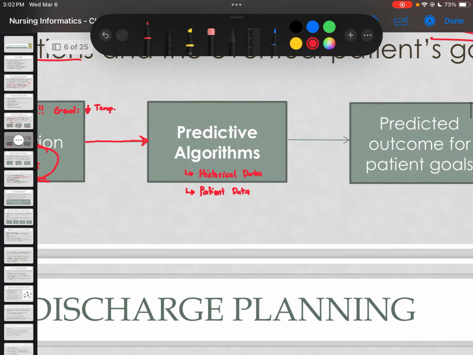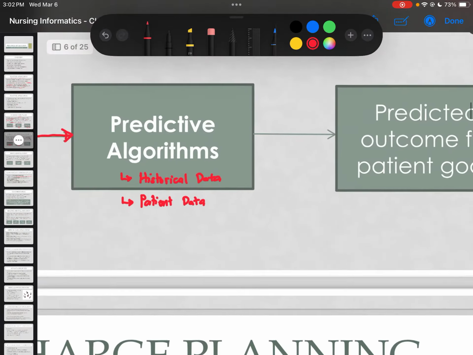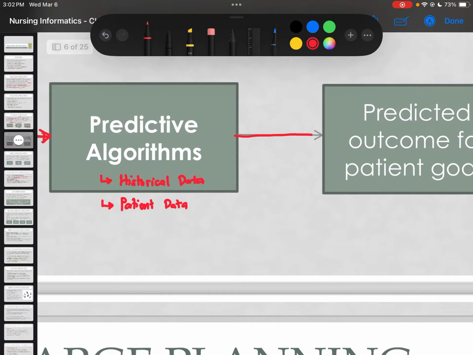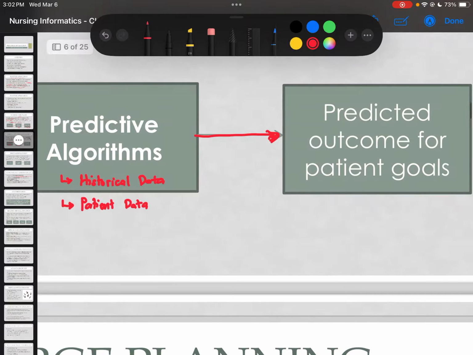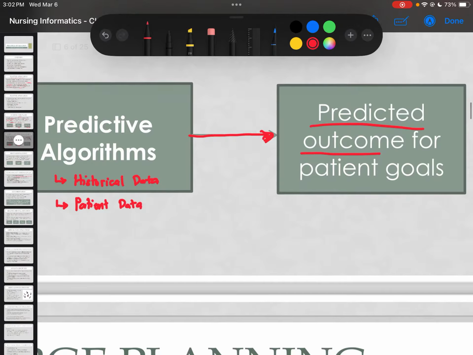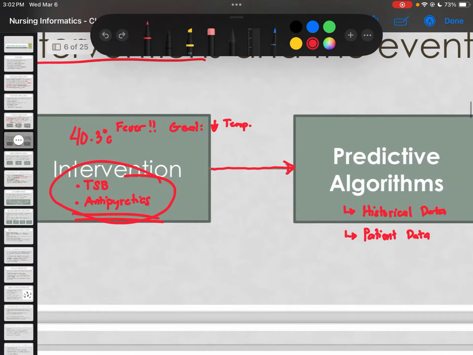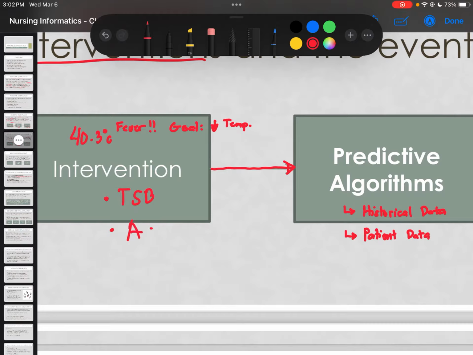Okay, and the algorithm class, it will give us what we call a prediction. Tagaan taniyag predicted outcome. Okay, predicted outcome for patient goals. For example class, let's say for example class, we give it ato siya tagaan, sige ato i-reason. Ito siya, tepid sponge bath and antipyretics. Okay, let's say for example, we input tepid sponge bath first.